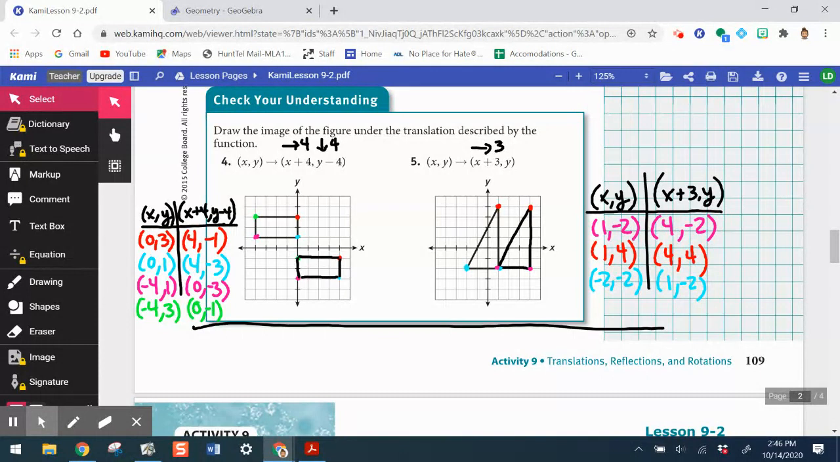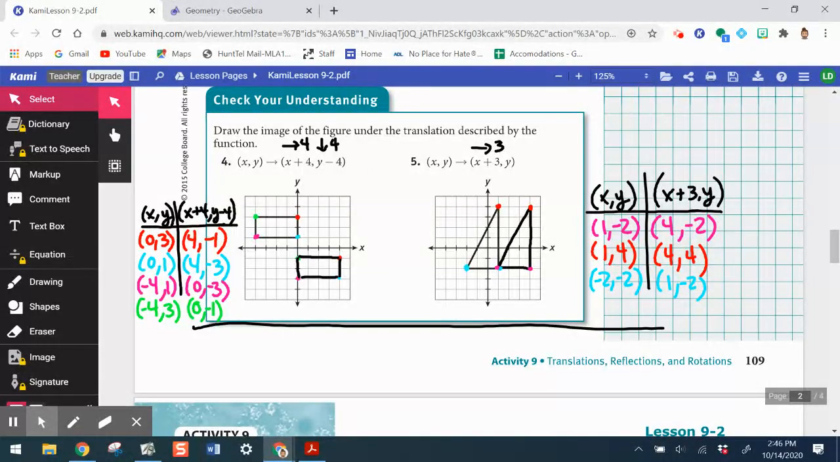Just looking at using the translation function, very similar to some of the ones we saw back in lesson 9.1. Now, item 4, I have a couple notes. If you need to use the function table, go for it. If you don't need to use it, go for it. Really, the way we're reading this is every point goes to x plus 4 tells us it moves right 4. Y minus 4 tells us it moves down 4.